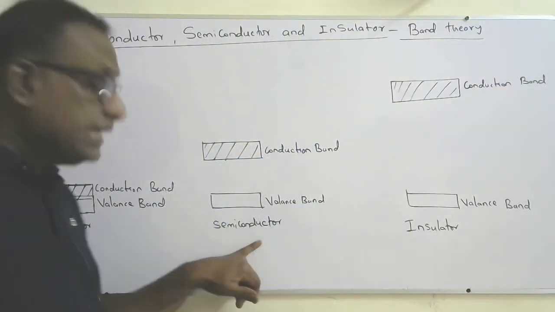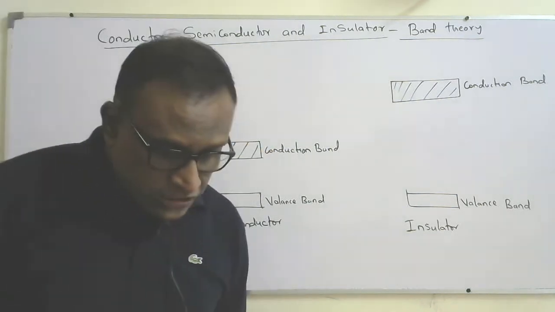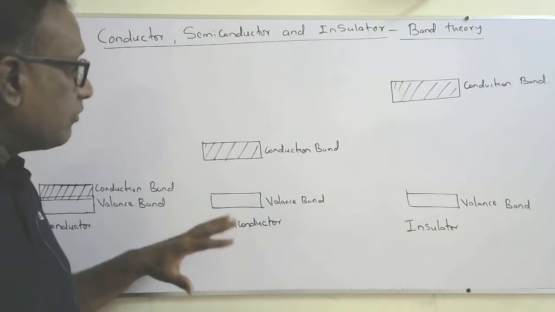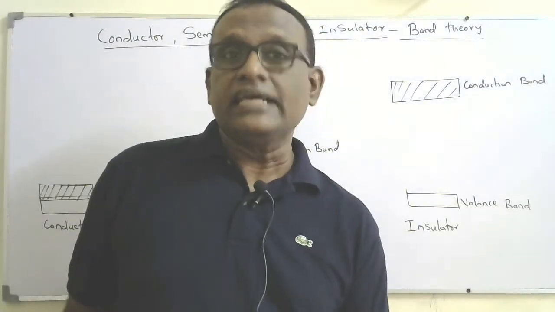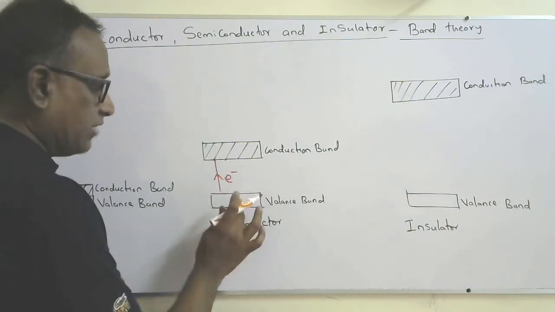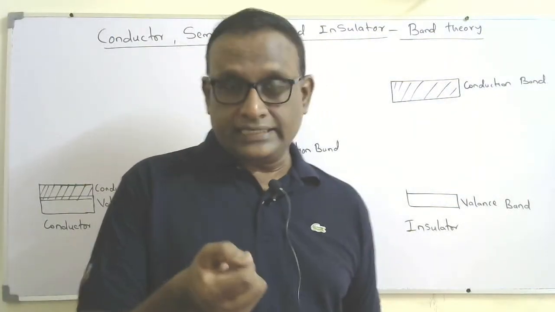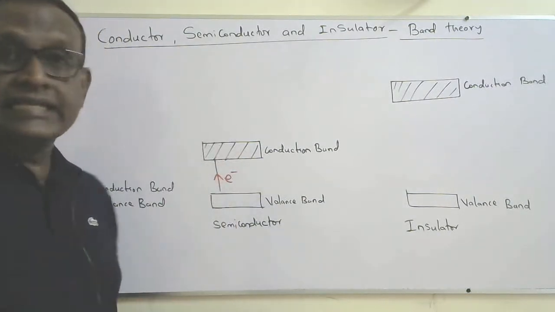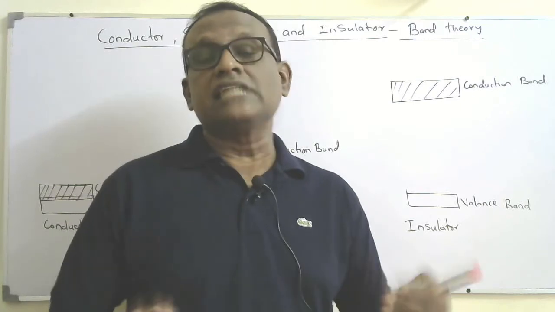When we think about the semiconductor, there's a gap between the valence band and conduction band. This gap is called the forbidden gap. There will be fewer electrons in the conduction band, but you can excite electrons from the valence band to the conduction band by heating the semiconductor. So the number of electrons in the conduction band will increase. The number of electrons in the conduction band gives the charge carrier density.